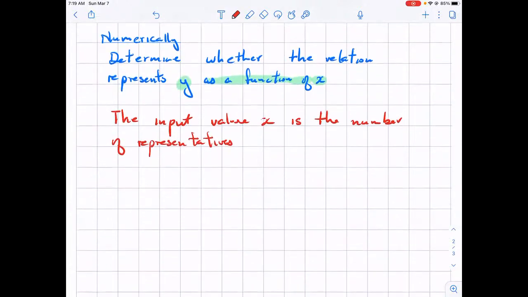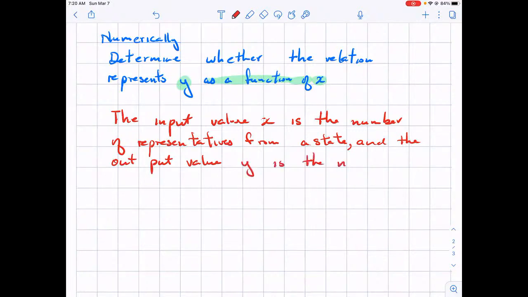Okay, from a state. So this is what our table here is going to represent. And we can say the input is the number of representatives, and the output value, y, is the number of senators.